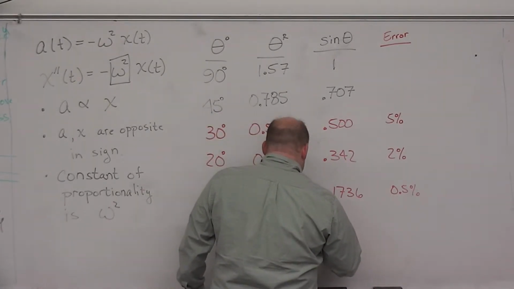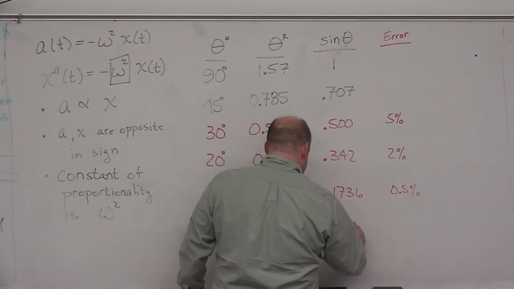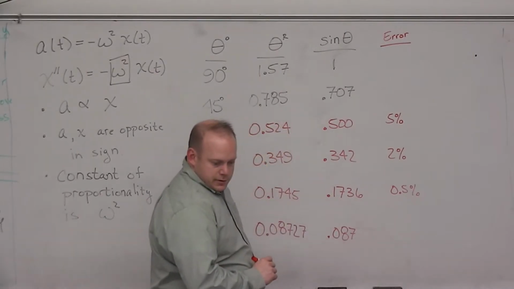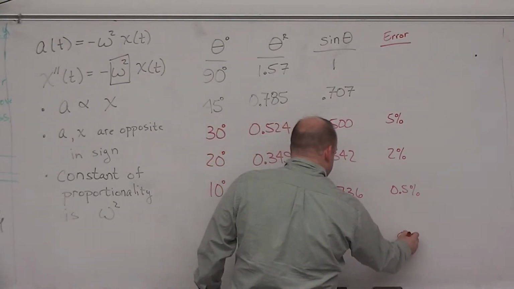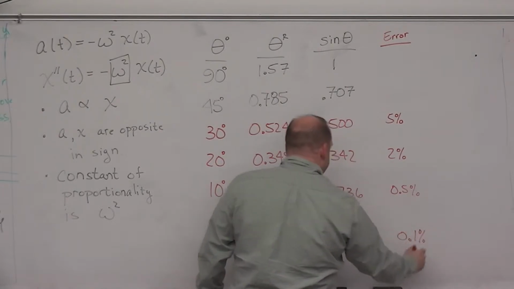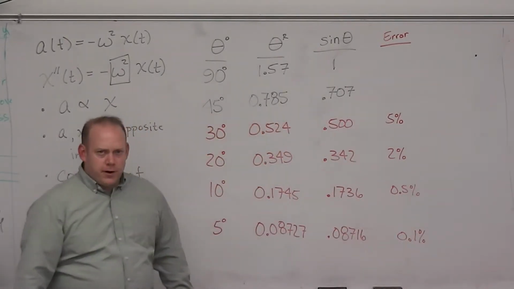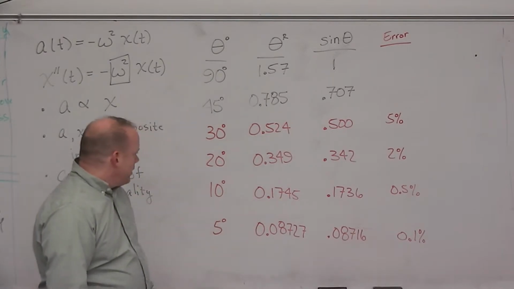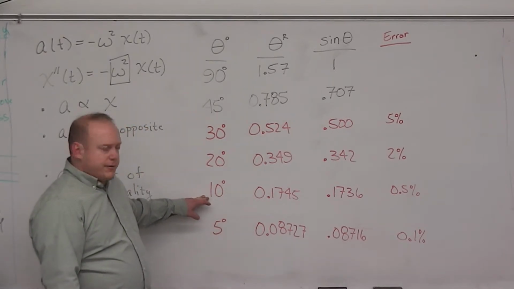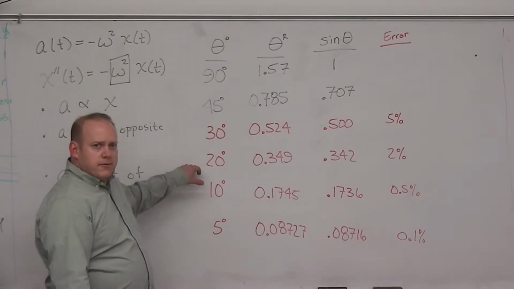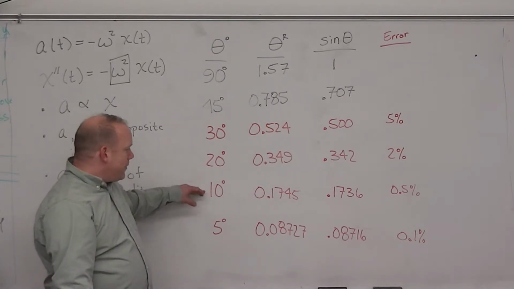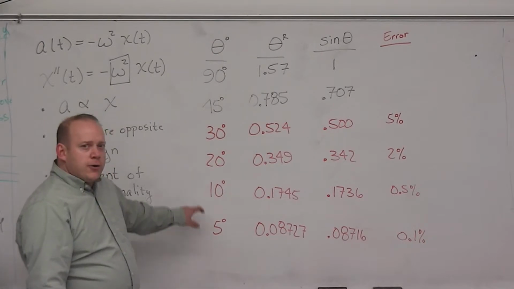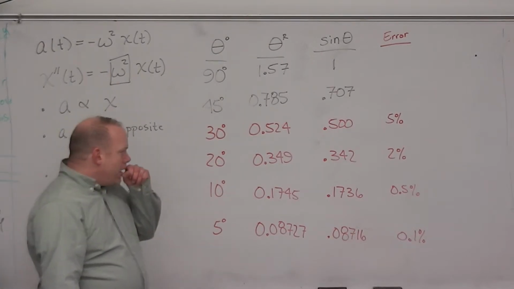Sine of 5 degrees is 0.08716. This is 0.1% error. The point of all this is that, especially less than 10 degrees, really, for our purposes, we can even do 20 degrees. Okay? But definitely inside 10 degrees, you have a very small amount of error.